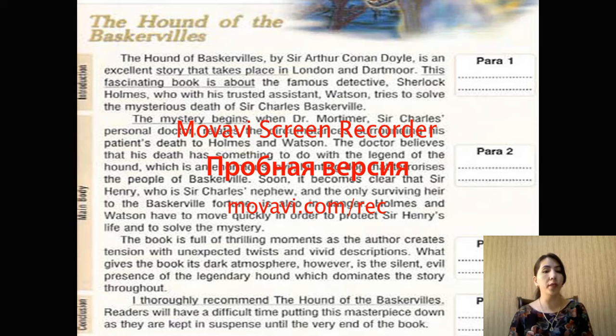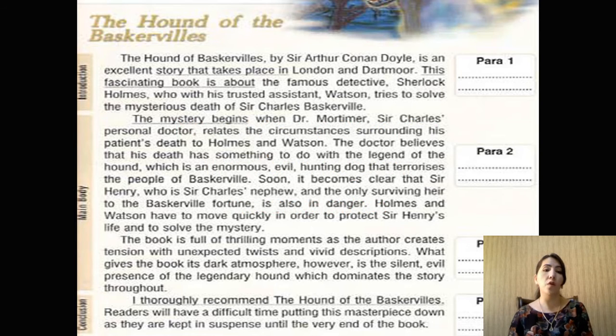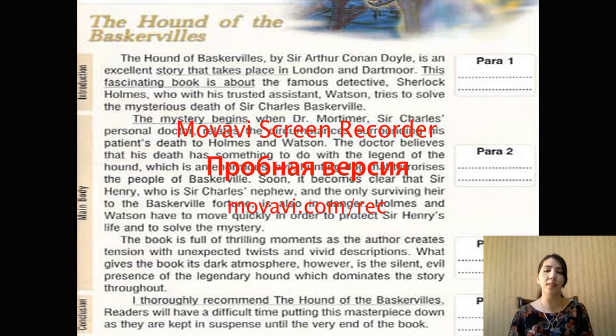Now, I'll read The Hound of the Baskervilles. Then you will put the name of the paragraphs yourself. Is it clear? Let's get started.